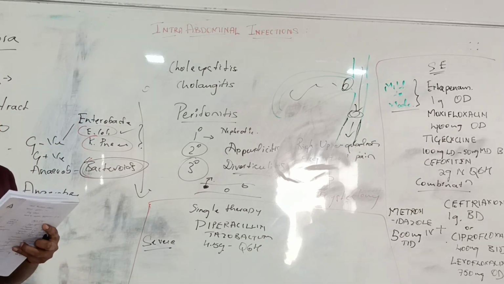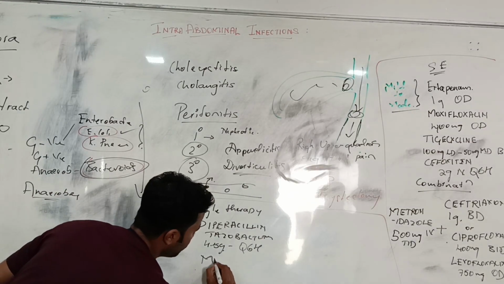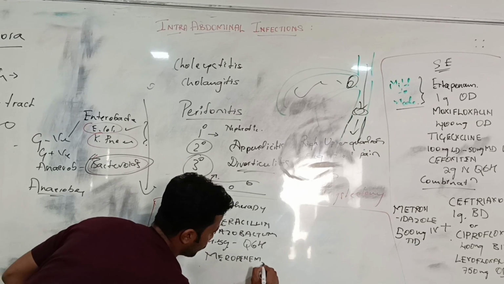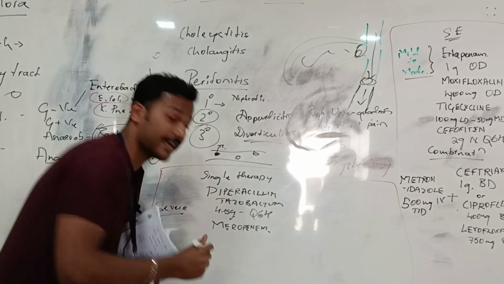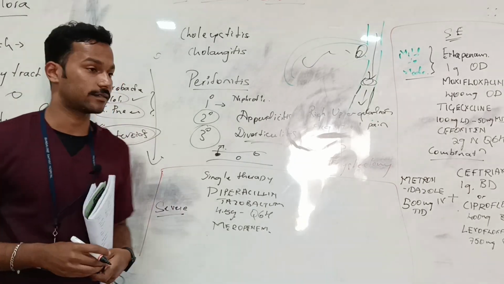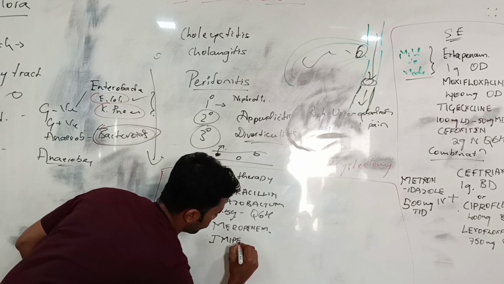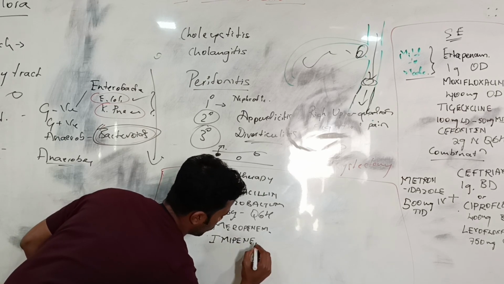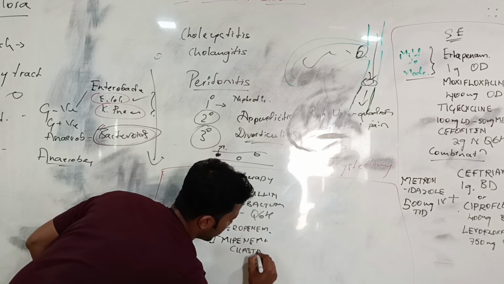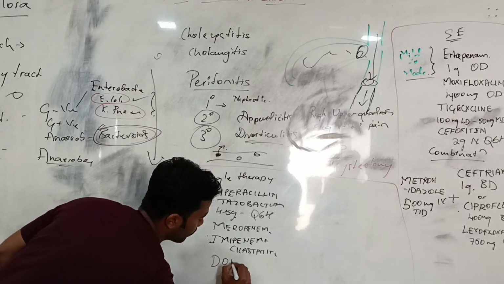Others which can be used are carbapenem drugs: meropenem, ertapenem. We use it. It doesn't have coverage against Pseudomonas aeruginosa. Imipenem, cilastatin. It comes as a combination every time. And doripenem.